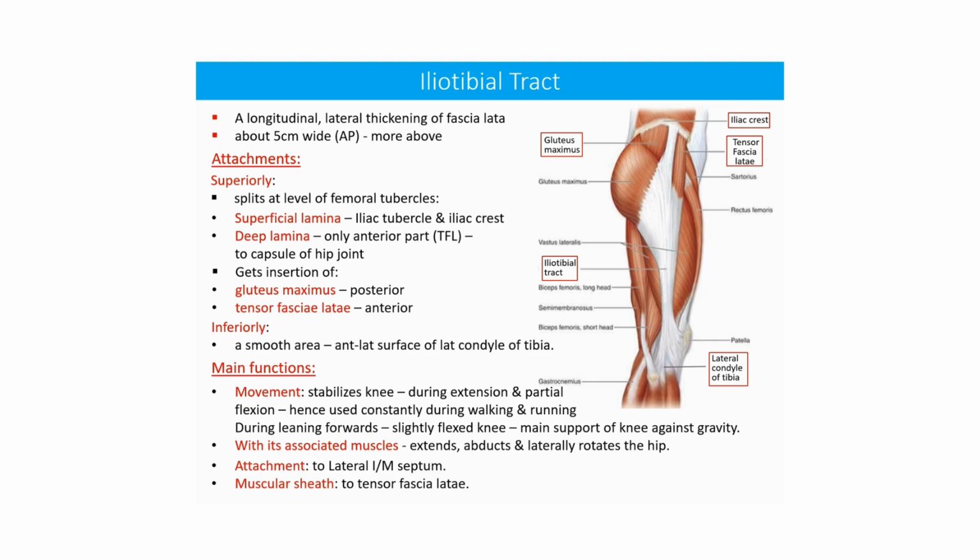It also gets attached to the lateral intermuscular septum, or the lateral intermuscular septum is attached into it. Hence, these two structures, that is lateral intermuscular septum and iliotibial tract, keep the muscles of the anterior and posterior compartments close to the femur during movements. It also provides a muscular sheath to the tensor fascia lata.